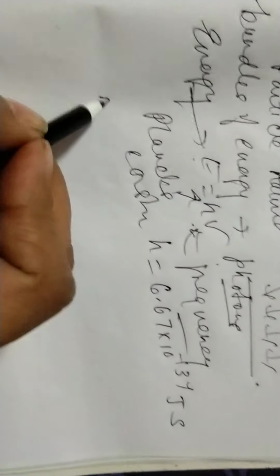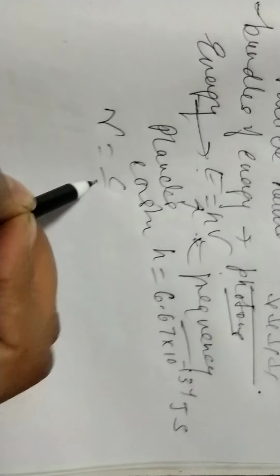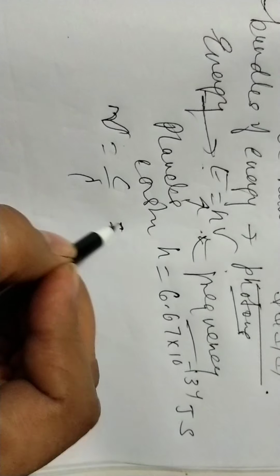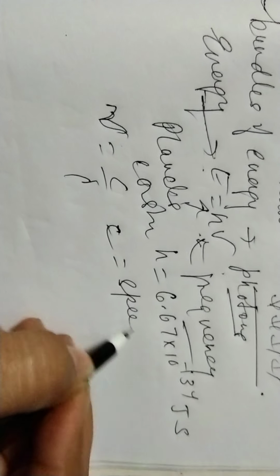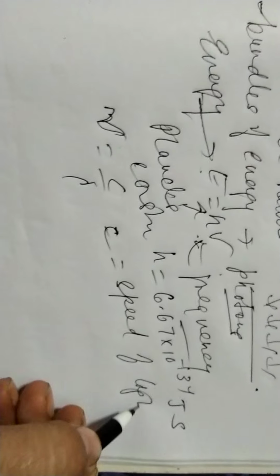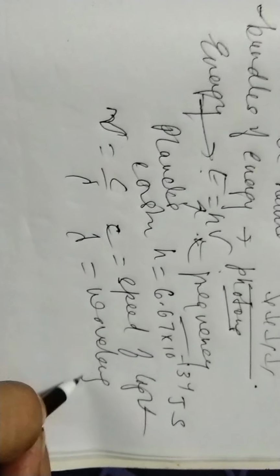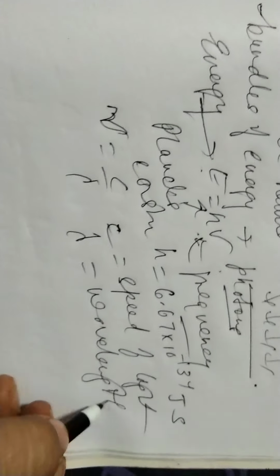And we have nu equals c by lambda, where c is the speed of light and lambda is the wavelength. So we can put this into the equation as h c by lambda. This is what we get for the photons.